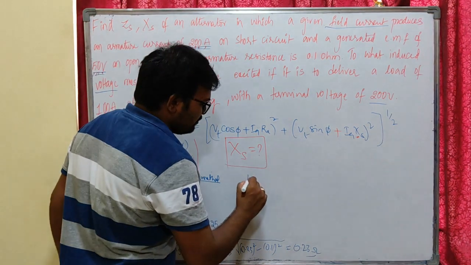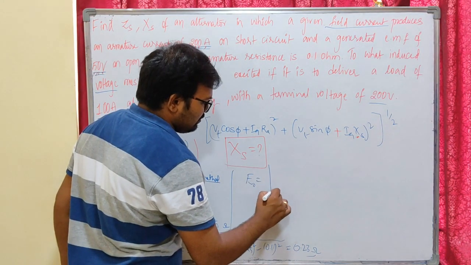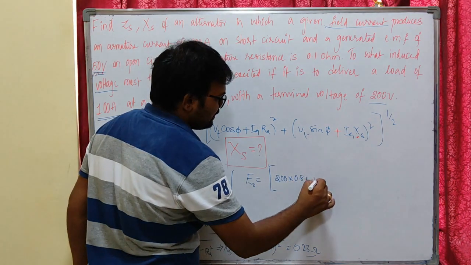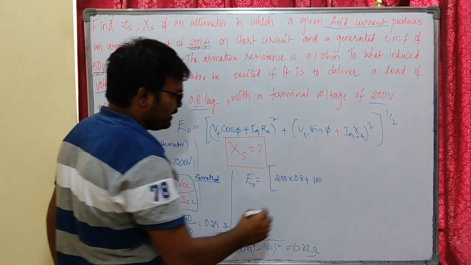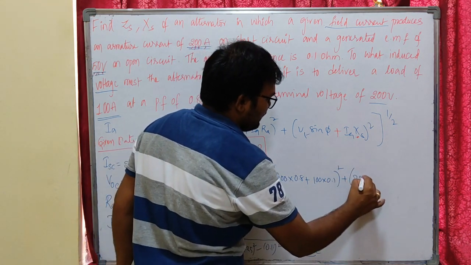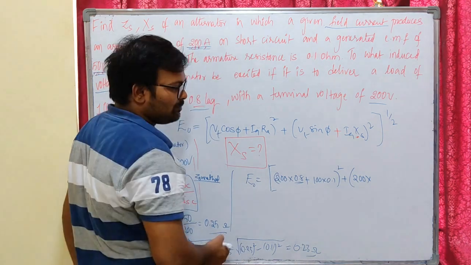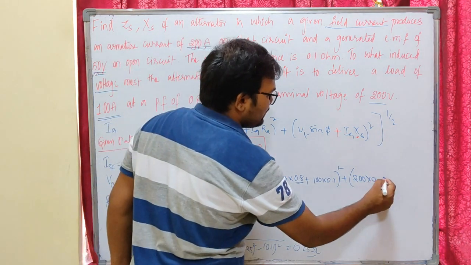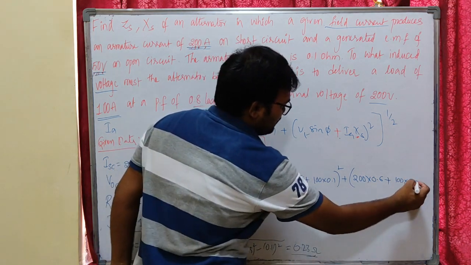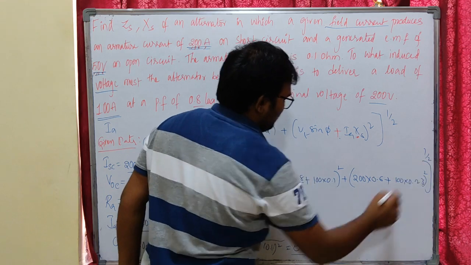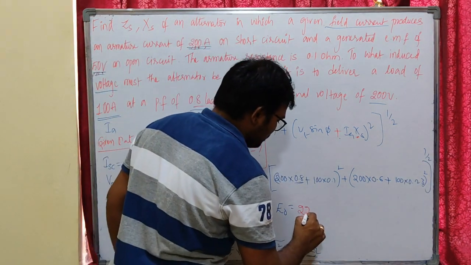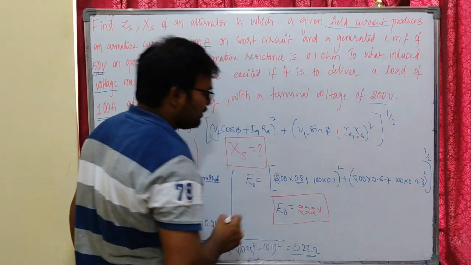So E0 equals the square root of, Vt is 200 phase voltage because it is single phase, times cos phi 0.8, plus Ia is 100, the given load current in amperes, times Ra 0.1, whole squared, plus 200 times sin phi. For cos phi 0.8, the sin phi will be 0.6. Since it is lagging, it is plus, 100 times Xs 0.23, whole squared, under root. That becomes E0 equal to 222 volts.